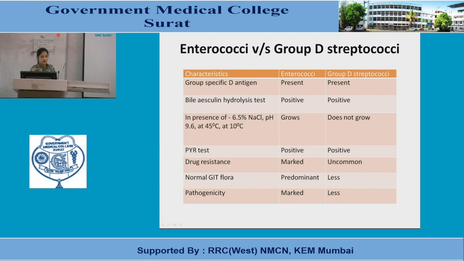Drug resistance is most common in enterococci, like Enterococcus faecium species. They are predominantly found in the normal GIT gut flora, and pathogenicity is marked in enterococci as compared to the non-enterococci family.